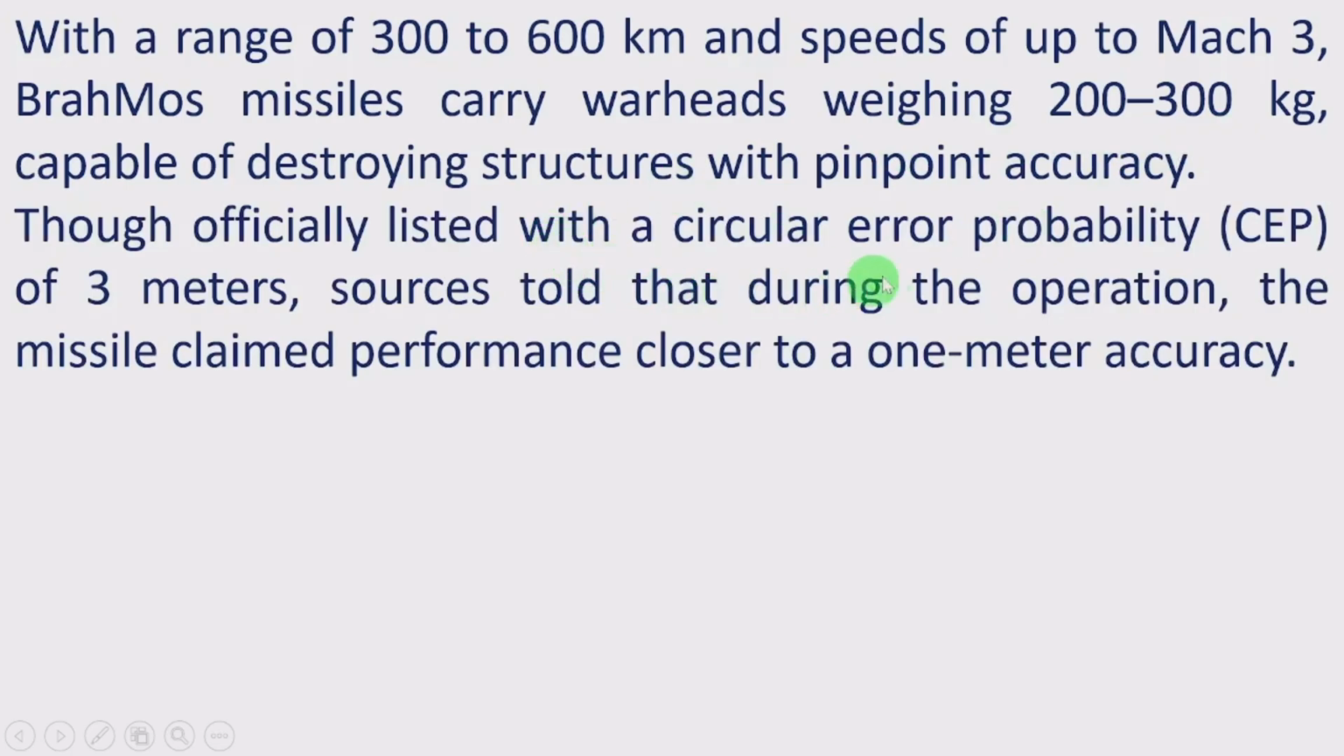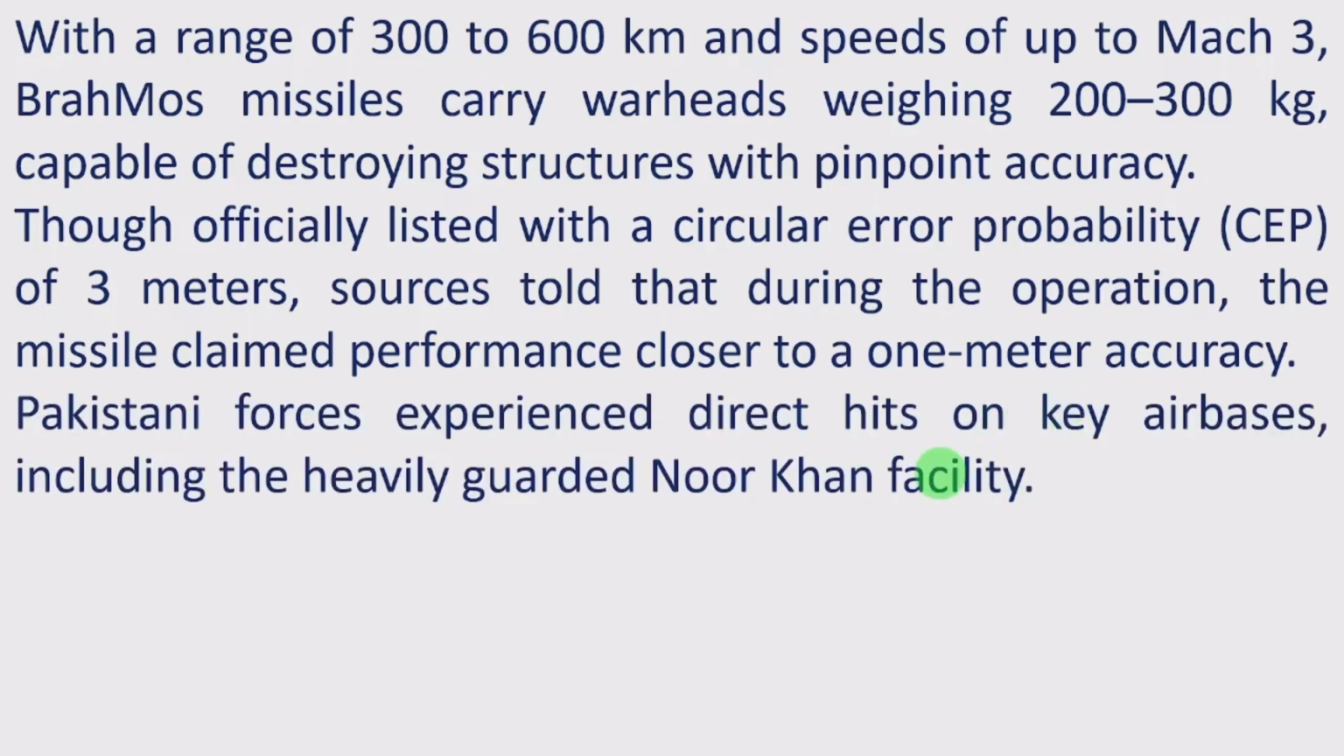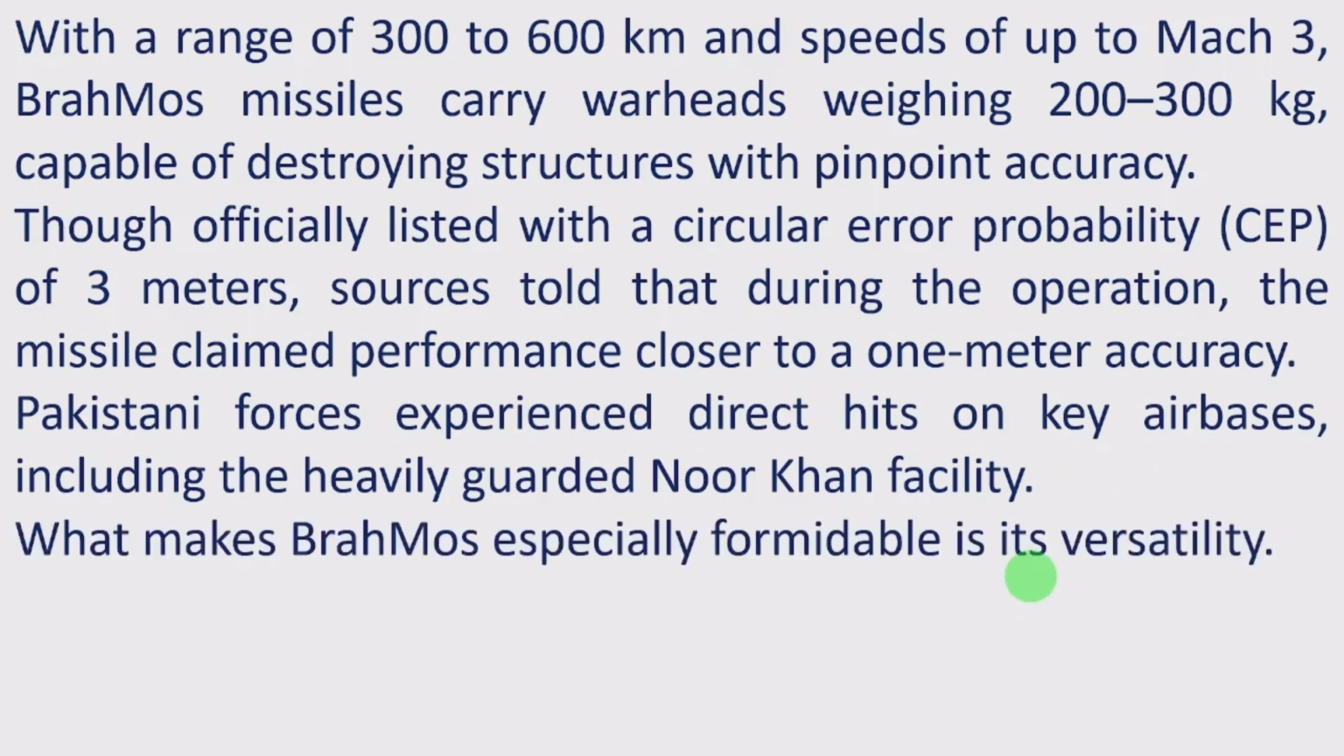Though officially listed with a circular error probability, that is CEP, of 3 meters, sources said that during the operation the missile claimed performance closer to 1 meter accuracy, based on the satellite pictures and the review carried out on the strikes, which give the information that a closer to 1 meter target accuracy was achieved. Pakistani forces experienced direct hits on the key air bases, including the heavily guarded Noor Khan facility of the airbase.